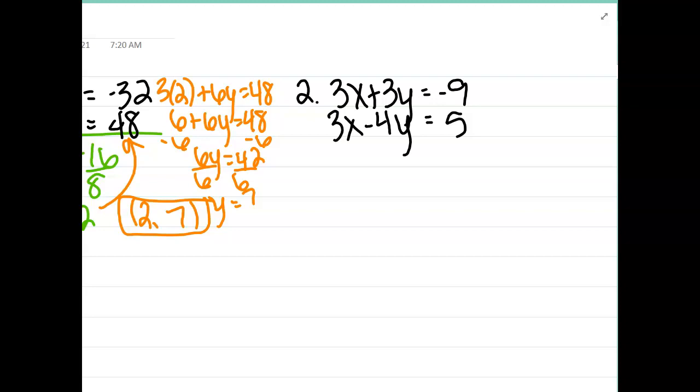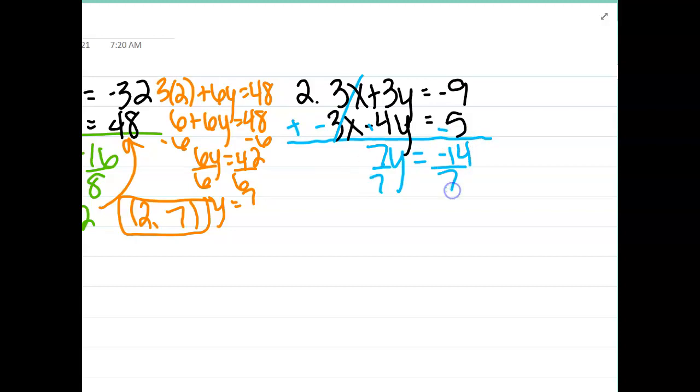So we're going to multiply both sides of the second equation by negative 1, which just flips all of the signs. Not just one of the signs, all of them. It's going to be a negative 3x, a positive 4y, and a negative 5. Now, once you flip the signs, then you're adding, you're combining. Because when I combine a 3x and a negative 3x, they cancel out. When I combine a 3y, and this is now a positive 4y, I get 7y. And when I combine negative 9 and negative 5, I get negative 14.